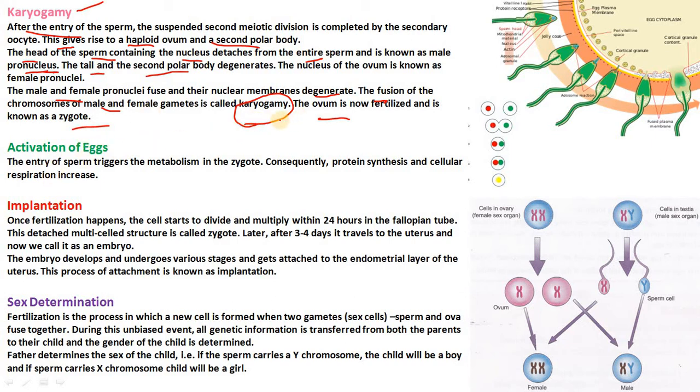Gamy means mating or marriage. Okay. Now the activation of the eggs. The entry of the sperm triggers the metabolism in the zygote. Consequently, the protein synthesis and the cellular respiration increase.